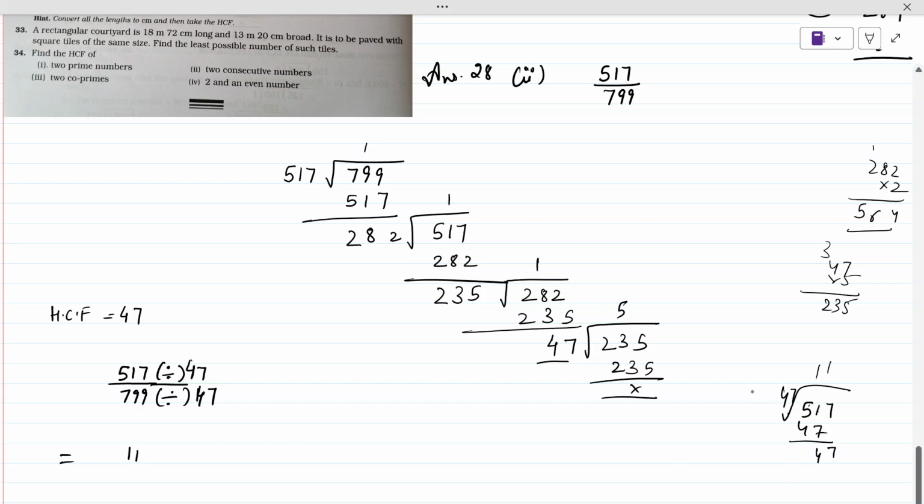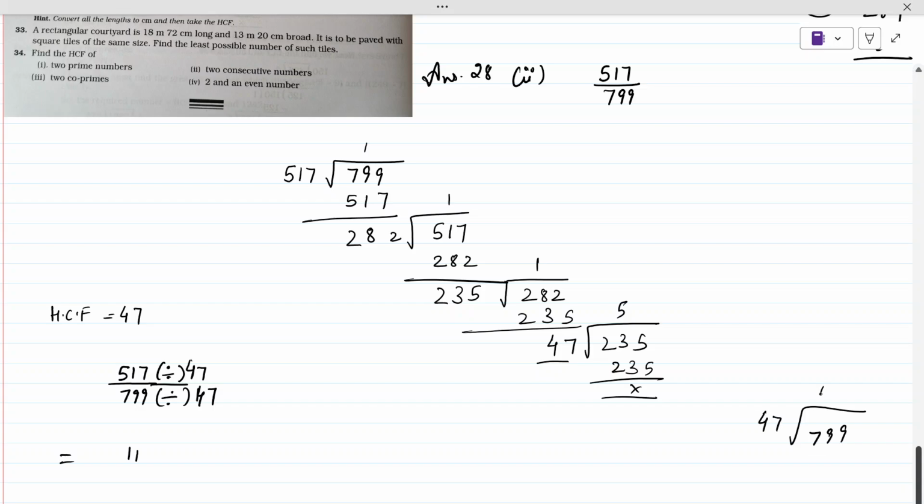Now let's try with the denominator. Okay. So I'm erasing this. I'm erasing these all also. Wait. Yeah. So what we have is 799 and 799 with 47. Again we have 1. This is 2 here. 7 minus 4 will give us 3 and 9.